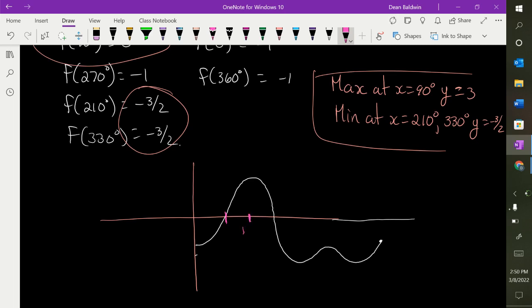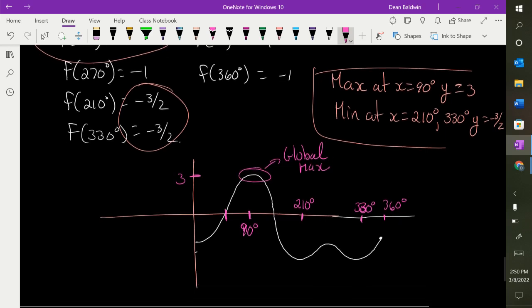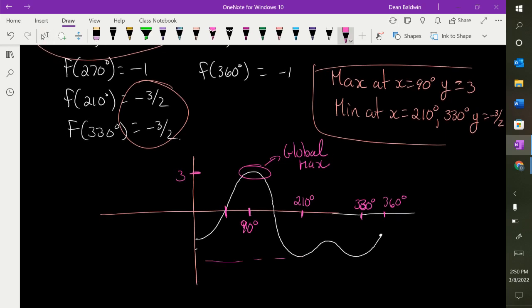This point right here is 90. This point, which is the min, is at 210. This other min right here is at 330. And this point would be 360. So what you can see is at 90, we get a value of 3. There's your maximum. That is a global max because it's the largest value in the whole function. At 210, we're at negative 3 over 2, these guys. And same with 330. These are your global mins.